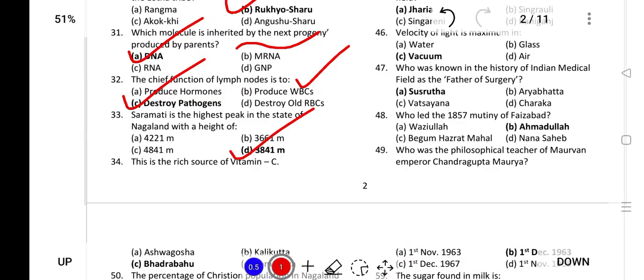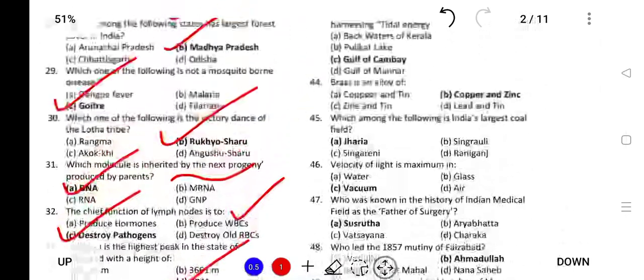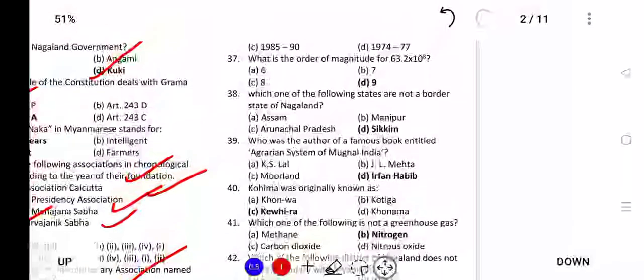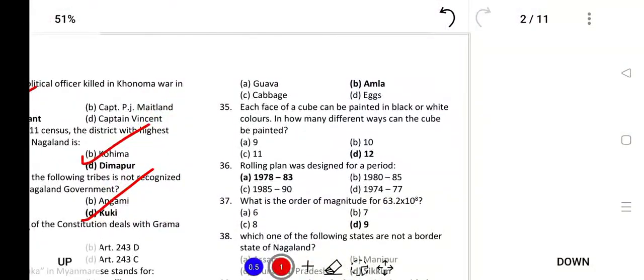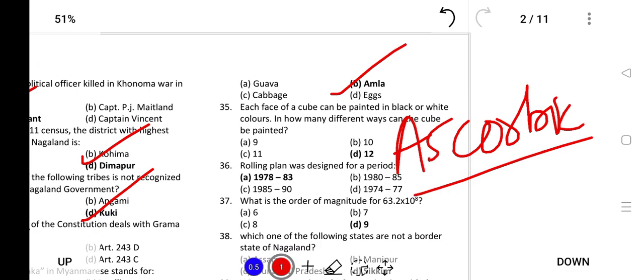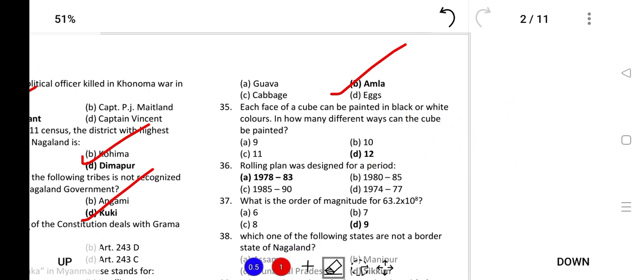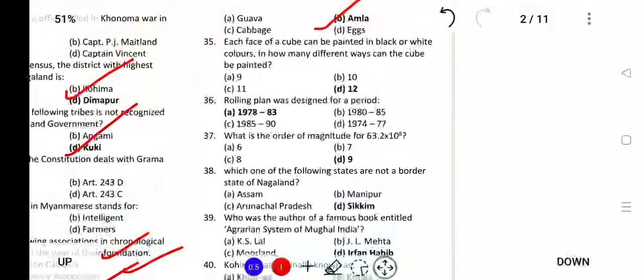Saramati is 3841 meters. The rich source of vitamin C is amla, which means a citrus fruit. Vitamin C is also called ascorbic acid. Next, these are all numericals we'll be solving later. The Rolling Plan was designed for the period 78 to 83. The Rolling Plan was started by the Indira Gandhi government, and the plan period was 78 to 83.